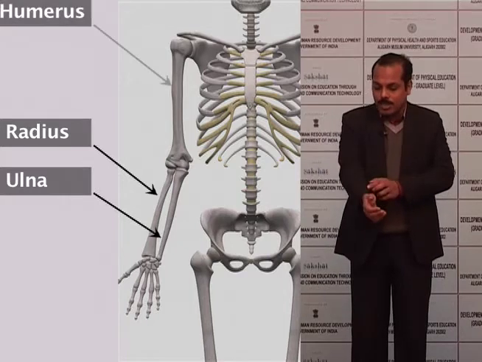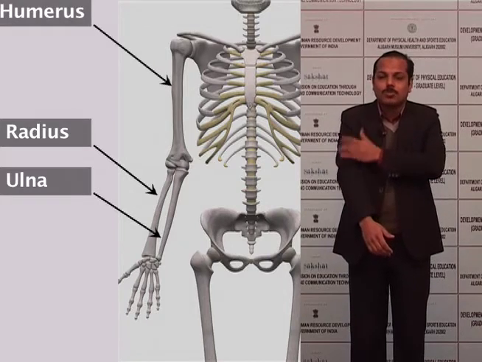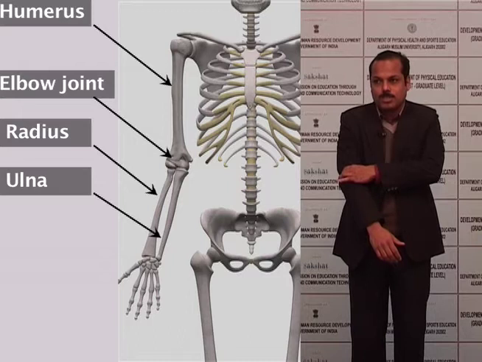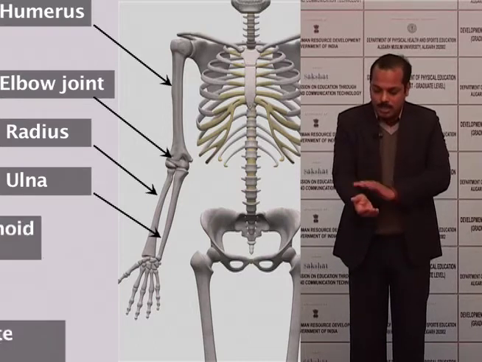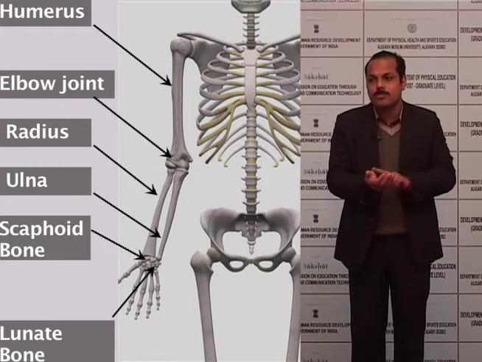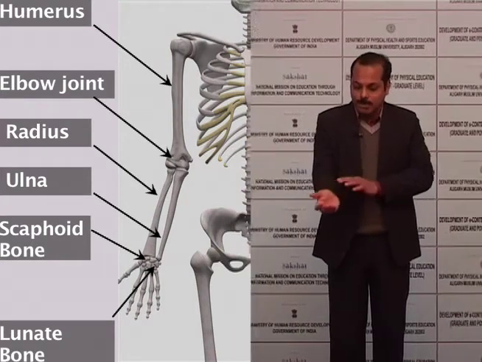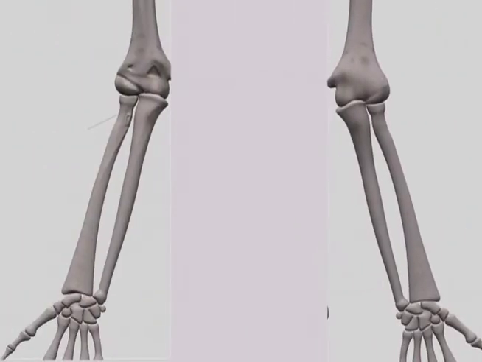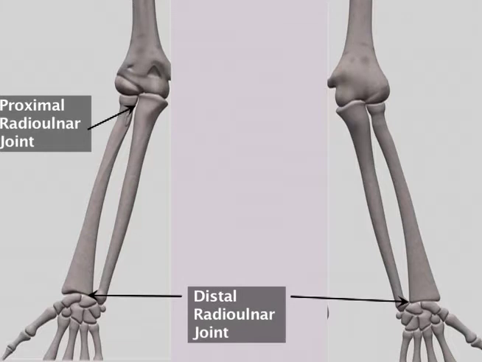The radius articulates superiorly with the humerus and forms the elbow joint along with the ulna. At the lower side, it articulates with the scaphoid and lunate bones and forms the wrist joint. The medial bone is the ulna, and with the ulna it makes three articulating joints. The first is the proximal radio-ulnar joint. The second is the distal radio-ulnar joint. And there is a middle joint which is formed by the interosseous membrane.